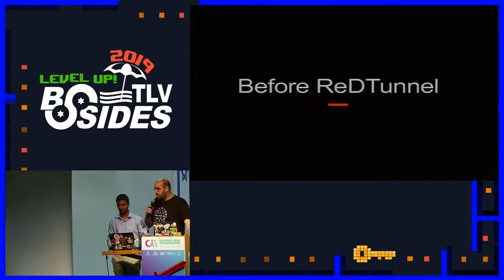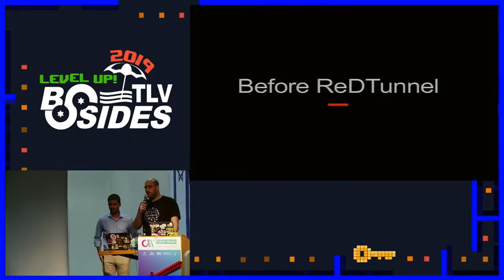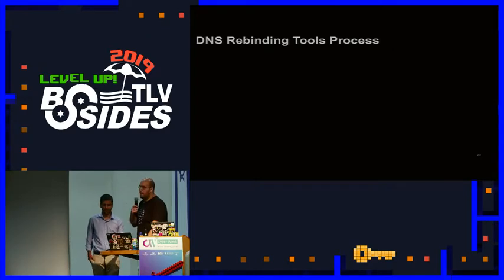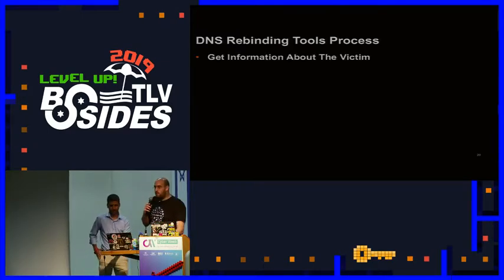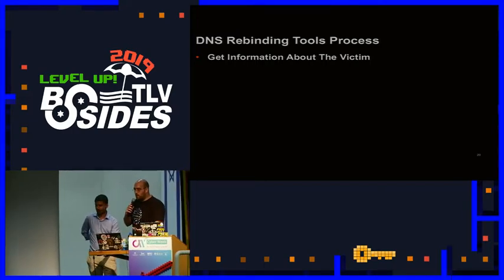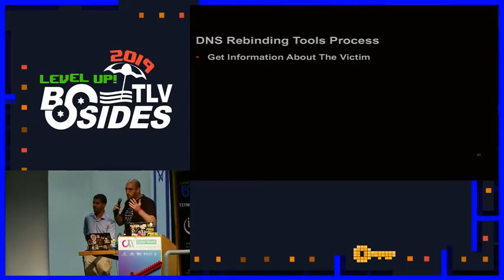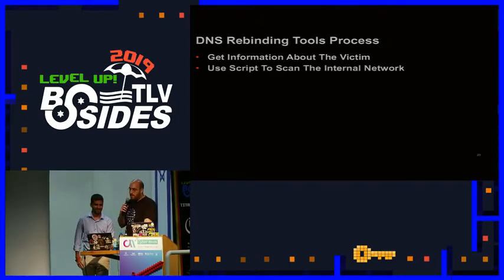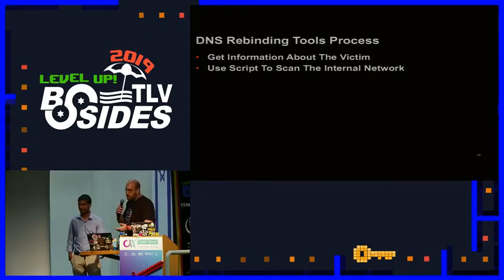Okay, so now we'll talk about what happened before ReDTunnel. Before ReDTunnel, we had the DNS rebinding tools process. All DNS rebinding tools work almost the same. You needed to gain information about your victim, because if you don't know your victim, you won't know whether those automatic scripts will work. Then you needed to scan the internal network. You need to find hosts and ports, and without it, you have nothing. You have just the localhost.